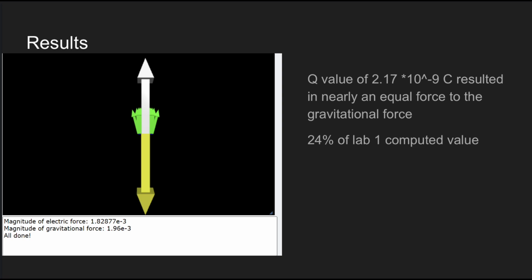The results show that the magnitude of the force was about equal and opposite to the magnitude of the gravitational force, and the value of the charge was 2.17 times 10 to the negative 9 coulombs. This is about 24% of the Lab 1 computed value.